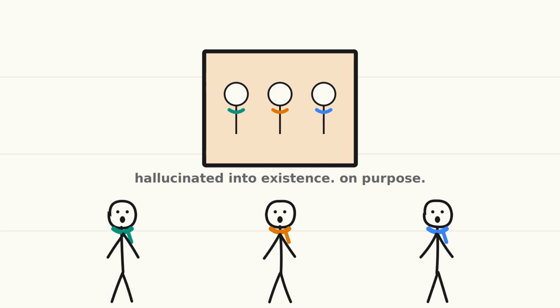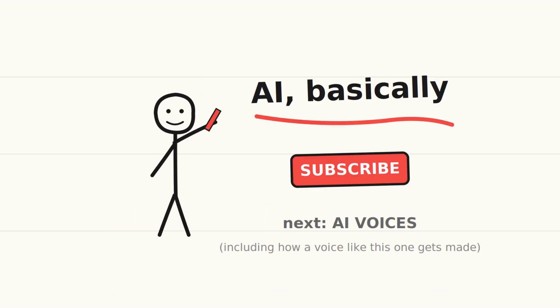But either way, understand what you're looking at now. When an AI image appears in 10 seconds, that's not a database lookup, and it's not magic. It's a machine that stared at random static and, guided by your words, hallucinated something new into existence. On purpose, billions of times a day. That was AI images, basically.